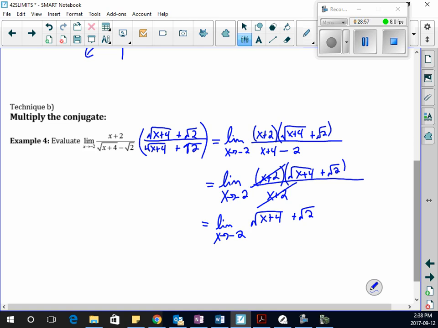What do I get in the first one? I get root of 2 plus root of 2, which gives me 2 root 2. So 2 root 2 is my final answer.